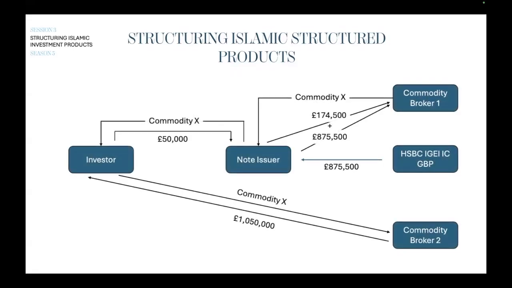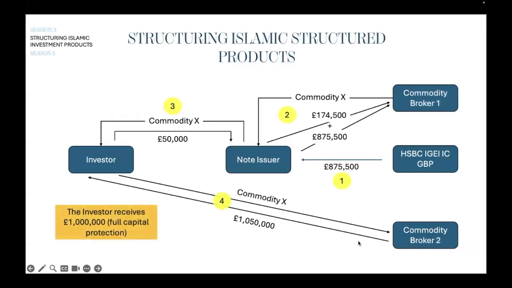So this is how a capital protection, Sharia compliant structured note would be structured and issued. You can have this kind of diagram for both cases: the case when the performance is very high and when the performance is very low, lower than the capital protection. This is the value of the portfolio on October the 6th, and the note issuer then tops up this money with this amount and buys this commodity X from commodity broker 1 and sells this commodity to the investor for 1,050,000. Then the investor sells this commodity for 1,050,000 to commodity broker 2, and the end result is capital protection, as I mentioned.